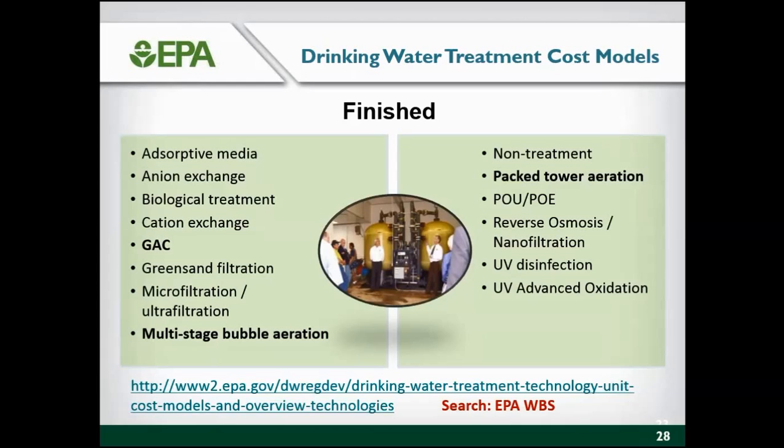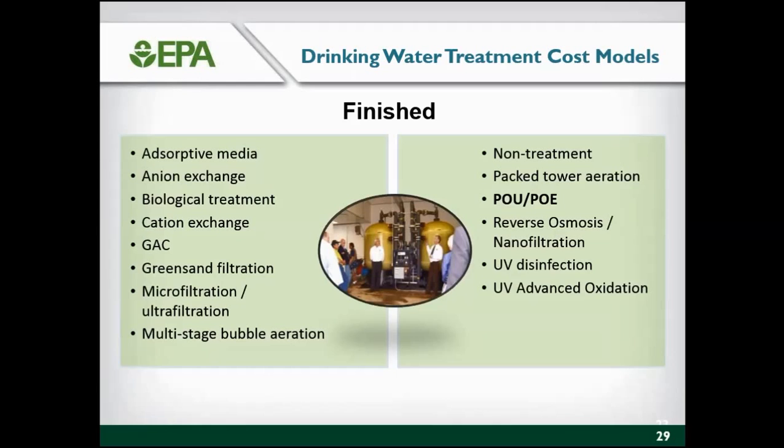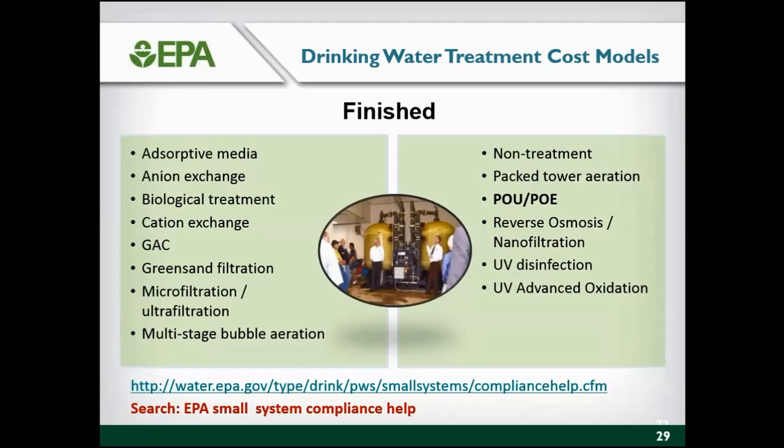So we currently only have 3. There's actually a 4th that's available, and that's available at a different site within the EPA's webpage at this address, and a search phrase that will work for all search engines is EPA Small System Compliance Help. So if you type that into a search engine, this will pop up in the top 10 for the point of use, point of entry cost models.